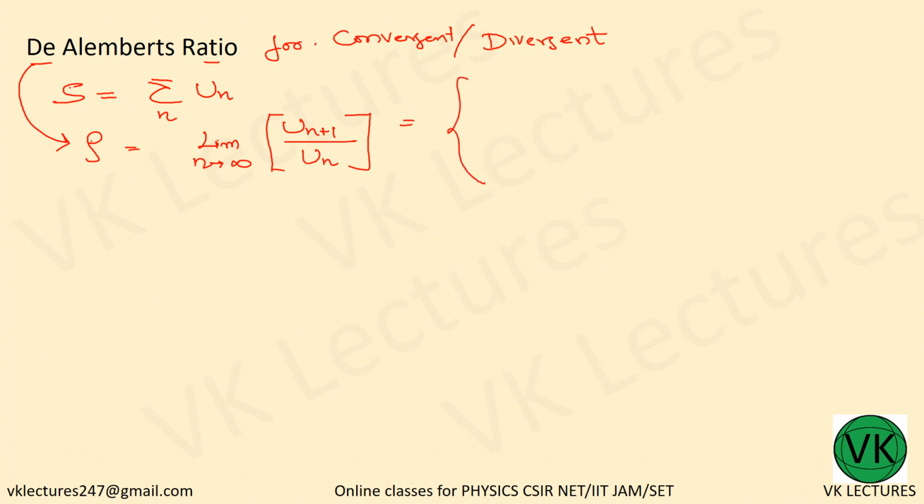When we take the limit of the un plus 1th term divided by the previous term, there are three conditions. If it is less than 1, it is convergent. If it is greater than 1, it is divergent. That you can see from here itself, right? If it is moving higher up, it is divergent. If it is coming down, it is convergent. Now if it is equal to 1, then we cannot say, we cannot make any judgment on the convergence.